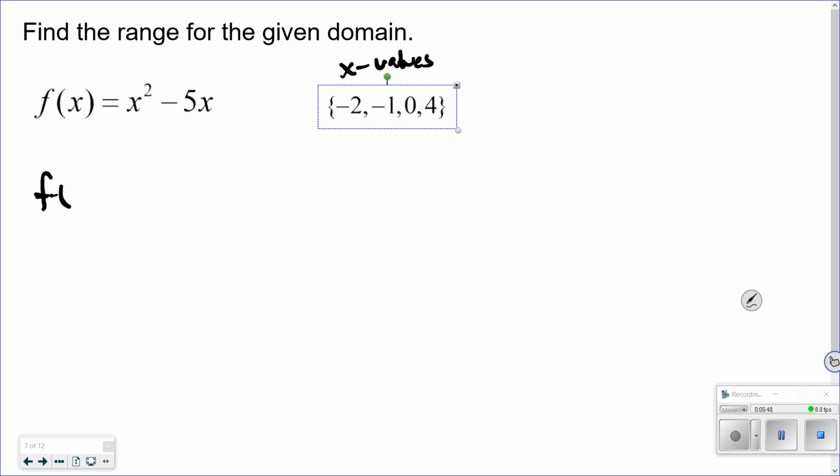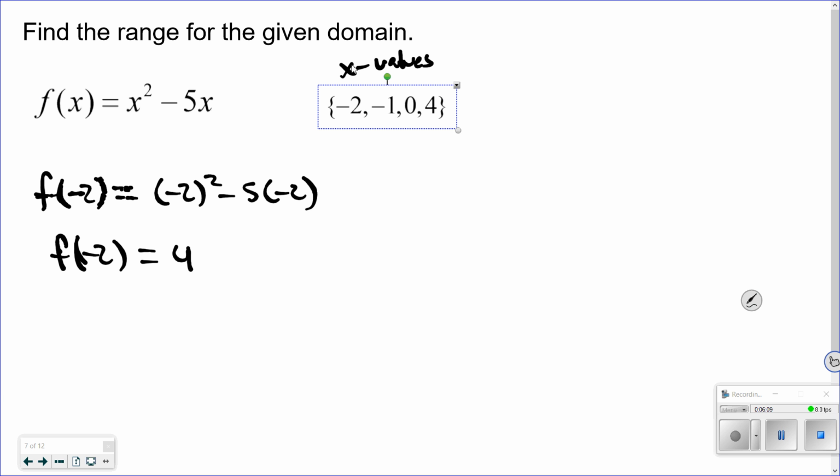I want to go f of negative 2 and plug it into my function. So I would get negative 2 squared minus 5 times negative 2. And now you choose. You can work that out by hand, you can even use a calculator if you want, but we want to find out what that comes out to. So negative 2 squared is 4. If I have a minus 5 times a negative 2, that changes the sign. There's two negatives there. So f of negative 2 comes out to be 14.